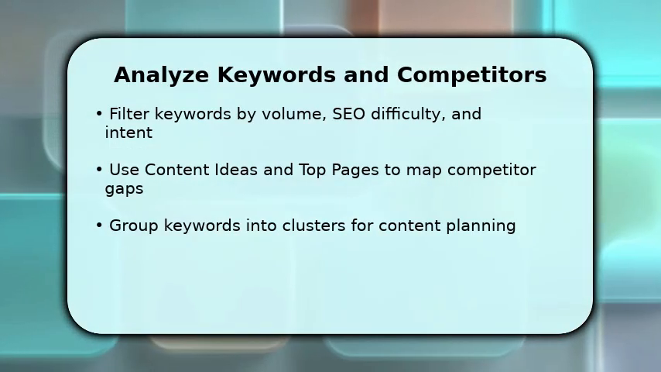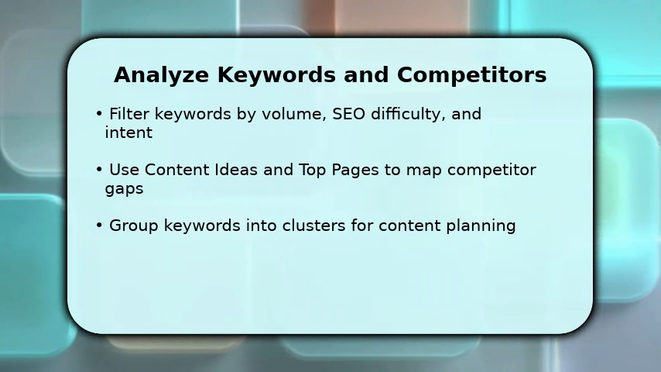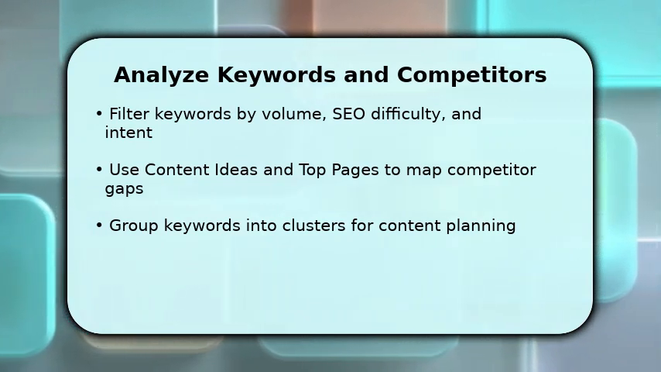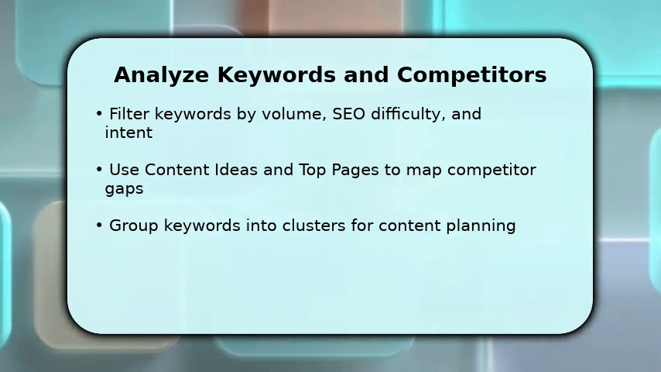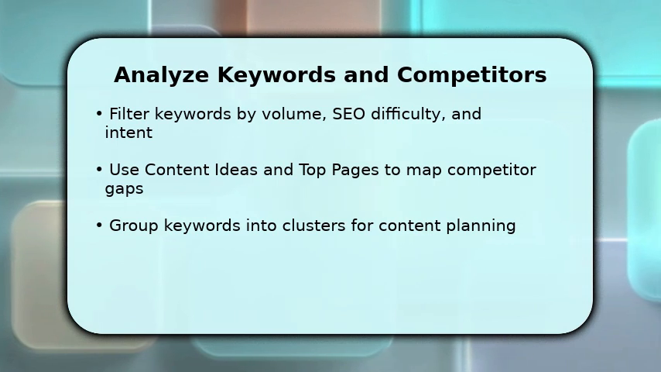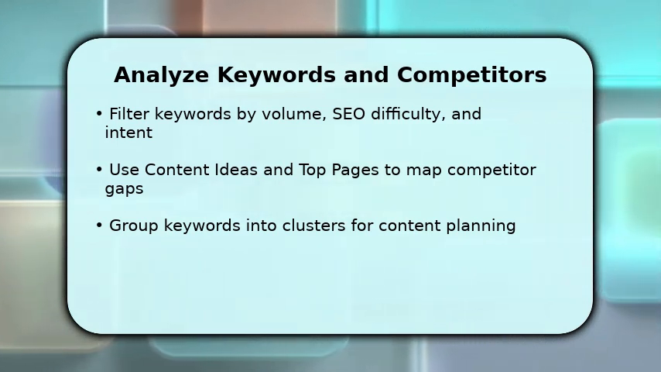You'll now analyze the keyword list. Apply filters for volume, SEO difficulty, and user intent to find low-effort, high-value targets. Then review content ideas and top pages to see which competitor content performs and why. Look for content length, backlinks, and headlines.